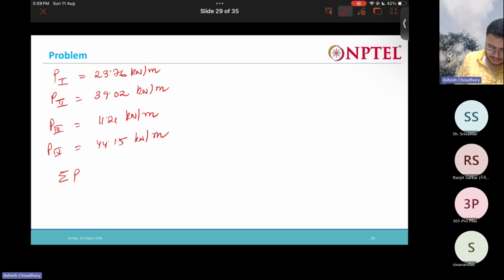total P. Similarly, if you want to find the point of action, we will do summation of Pi times Yi by summation of Pi. If we do, we will get 1.77 meters.